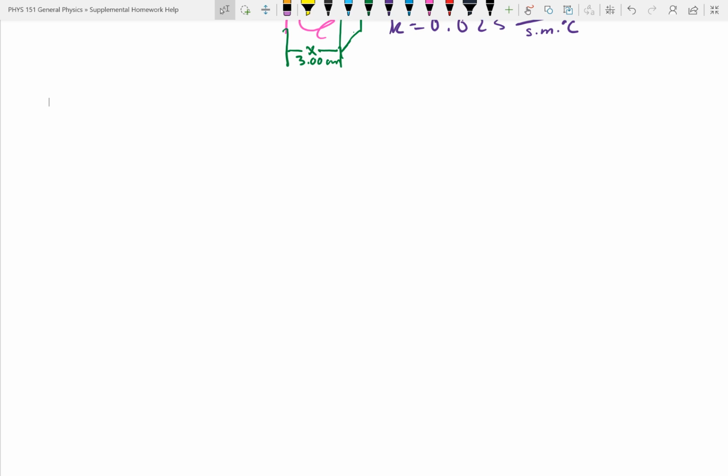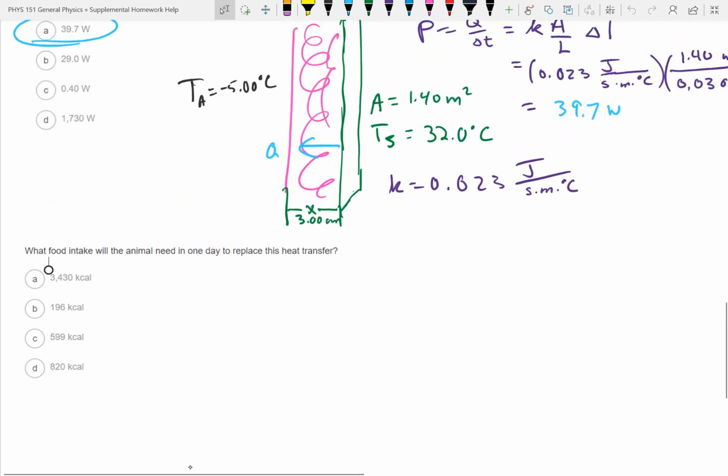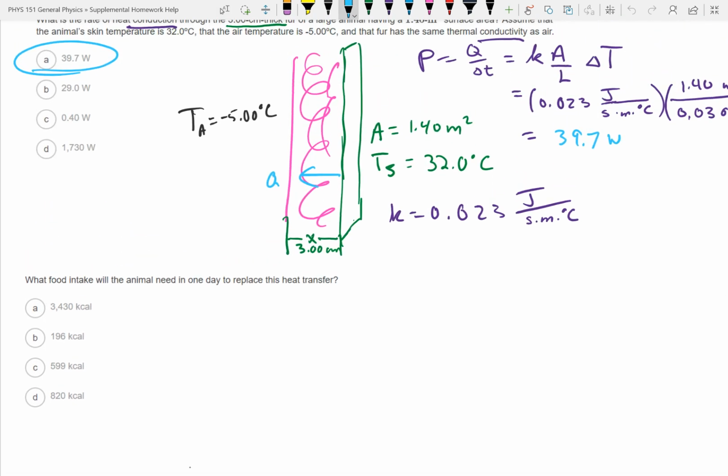Heat transfer is Q, right? What food intake will the animal need in one day to replace this heat transfer? Okay, so we have 39.7 watts.